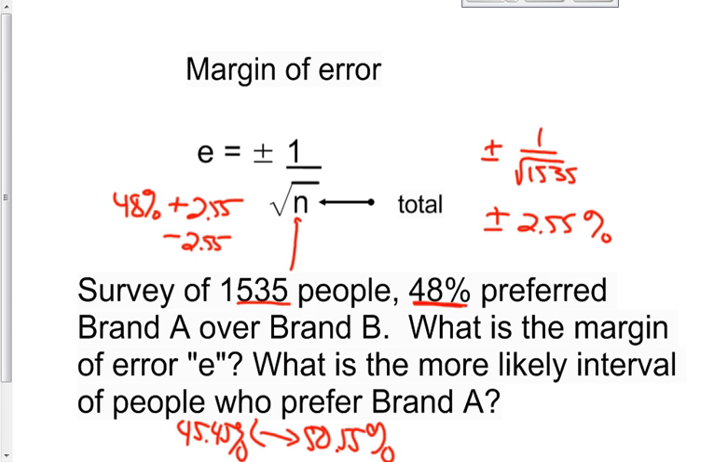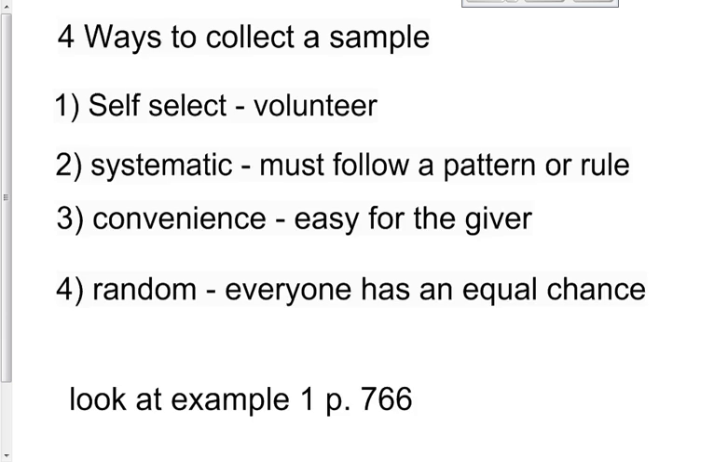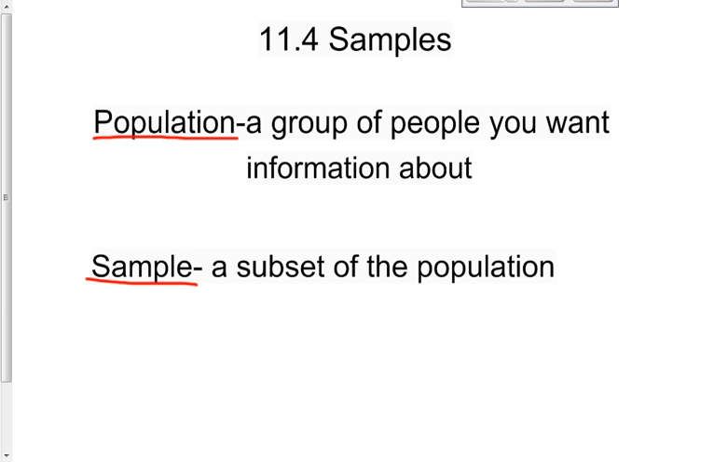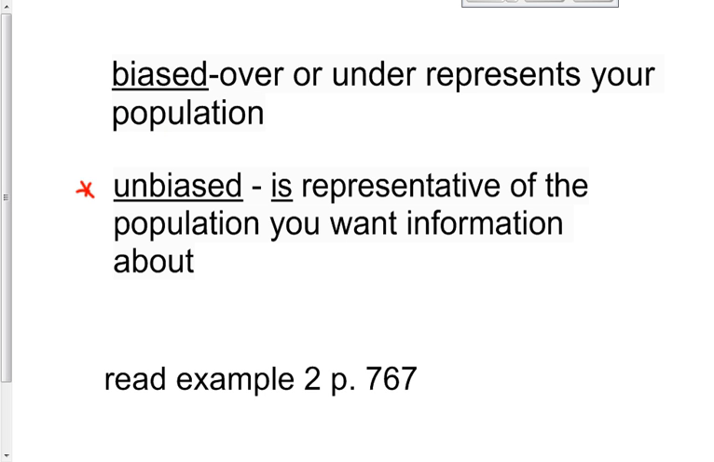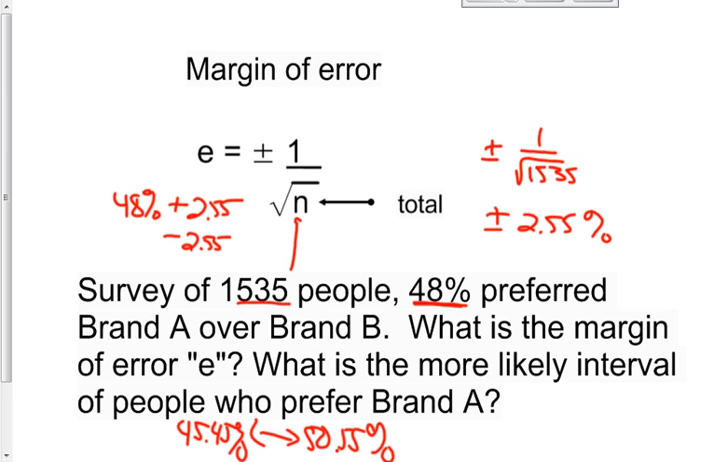Okay, so this section was predominantly vocab. You have population and sample, self-select, systematic, convenient, and random. Self-select, pick me. Systematic, follow a pattern, every other person, or so on. Convenient, easy for the giver. And random, put a name in a hat type of thing. Biased versus unbiased, and then 1 formula. Make sure you get your formula in your notebook and your Chapter 11 cheat sheet. Now you are ready to go ahead with your assignment from Section 11.4.